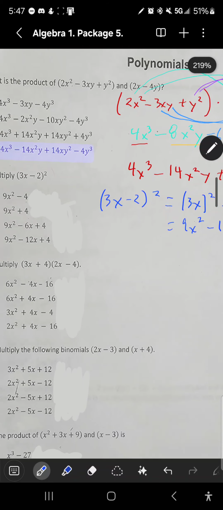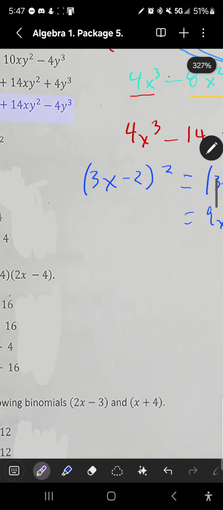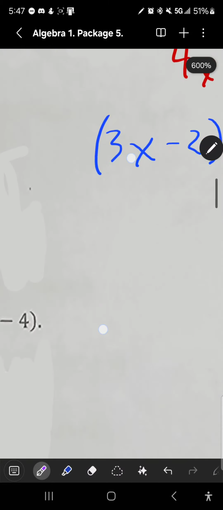Now the other way to do it is the one that we have been doing normally. I'm gonna use purple for this. So 3x minus 2 squared is the same as, I'm gonna do it really small here.